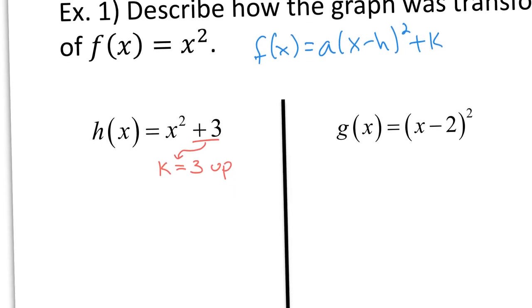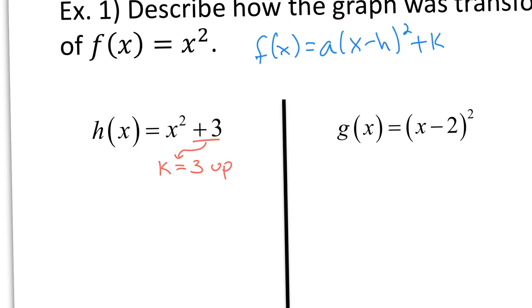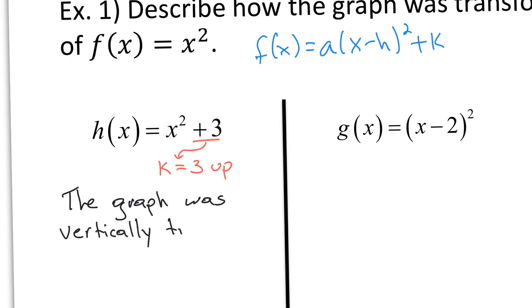So if we know that k equals 3, I'm going to write down the graph was vertically translated 3 units up. And that's what you say, guys. What is the transformation of the new function? Well, this number here tells you guys the graph was vertically translated 3 units up. Vertically means up or down, but you guys have to be specific. Which way did it go? It went up 3 units.